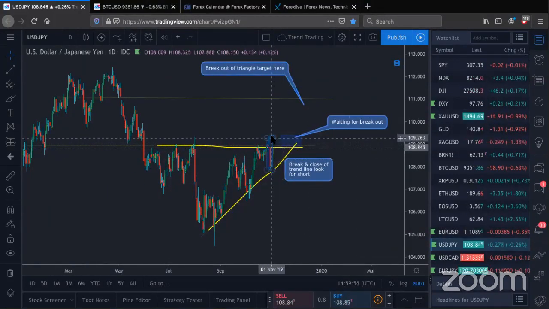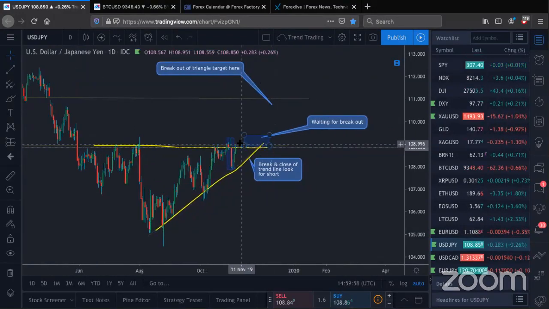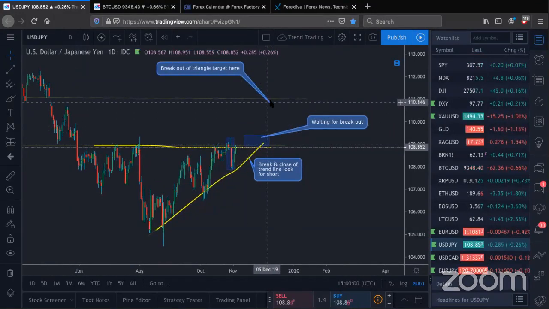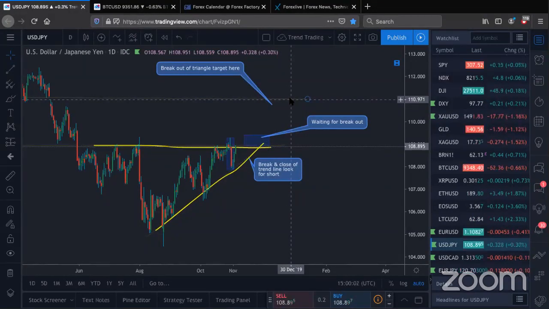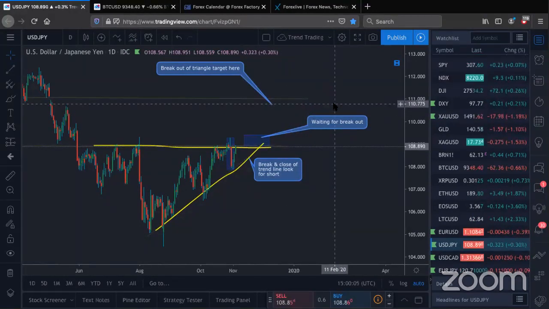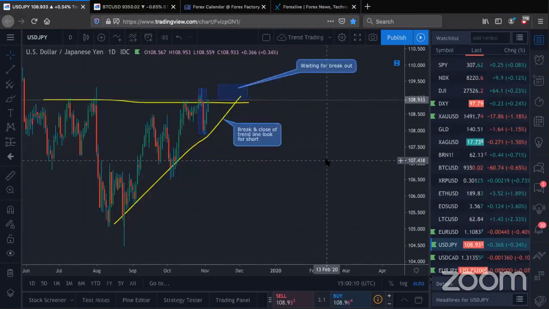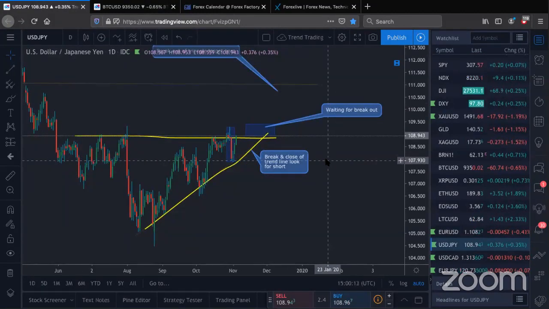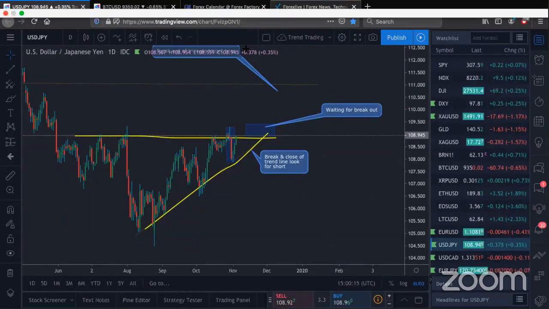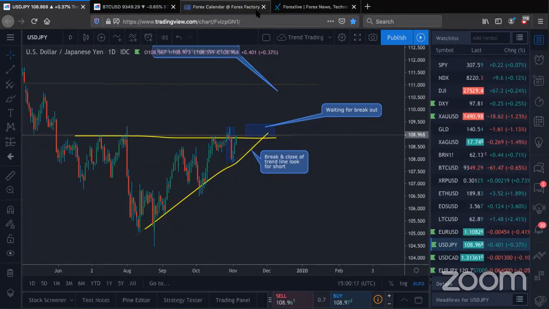If we get a breakout right here to the upside of this triangle, we're going to be looking for take profits all the way up over here in this area, a little below 111. We're only trading right now close to 109. That's 200 pips. That's a lot of profit potential. This looks really nice. Again, this is all going to come down to, let's see what the numbers were right now.